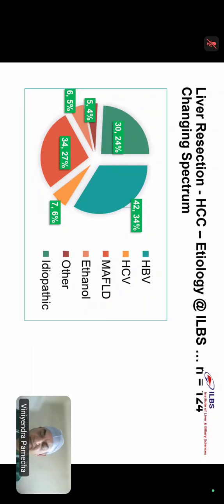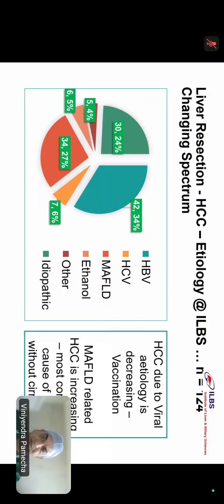So if you can optimize the liver parenchyma before resection, then the chances of post-hepatectomy liver failure will decrease as well.